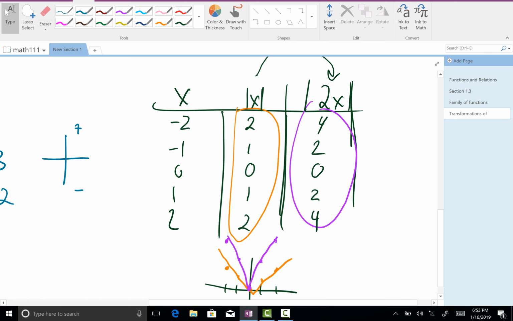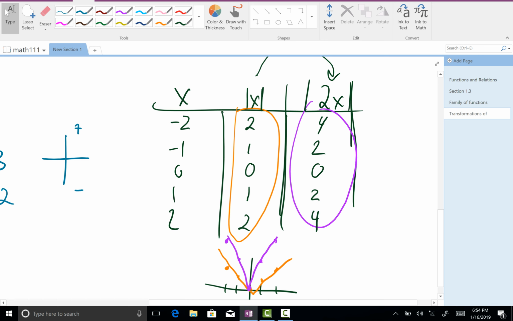So A stretches, we said, up and down, vertically. But B stretches horizontally. And that's why you don't see it with the absolute value, because they're the same. It doesn't matter whether you put the 2 for A or the 2 for B, you're going to get the same thing. But here, it's a little easier to see that we have a stretch horizontally. Okay. All right, so that is what B does.